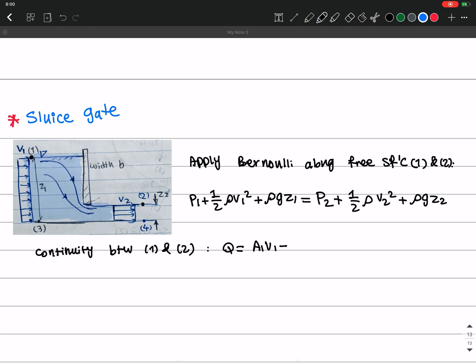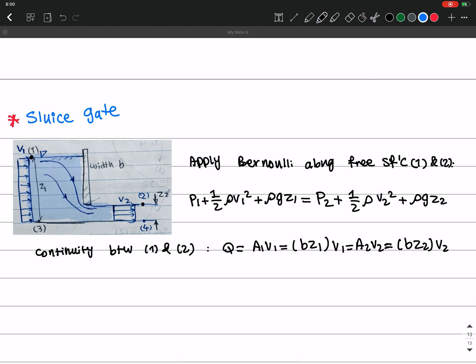So the area A1 is going to be B times Z1, right? So the area here, this is Z1 and this is B. So the area here is going to be B times Z1 times V1, which equals A2 V2, which equals B Z2 times V2. Okay, the same width.